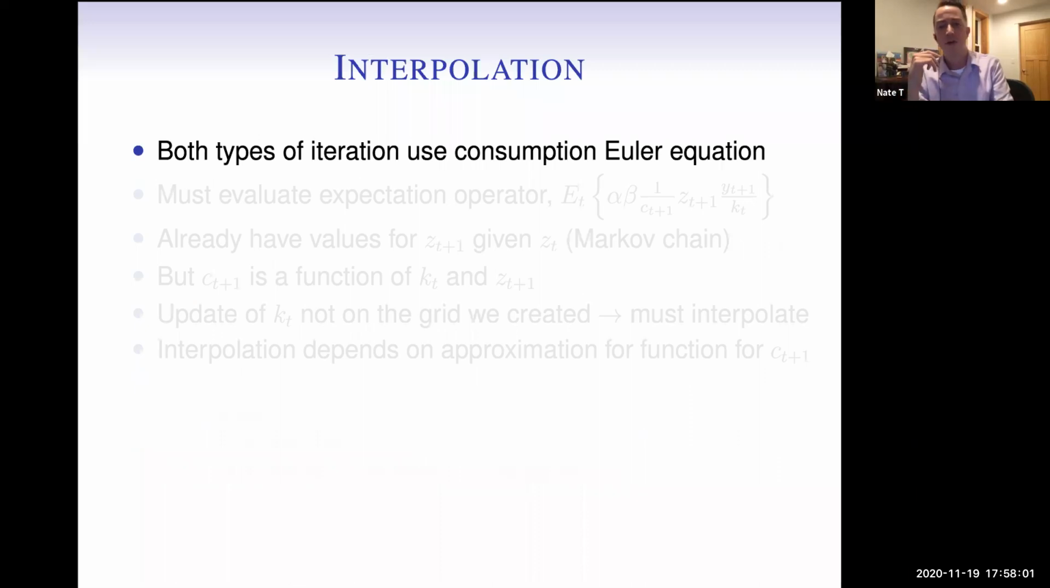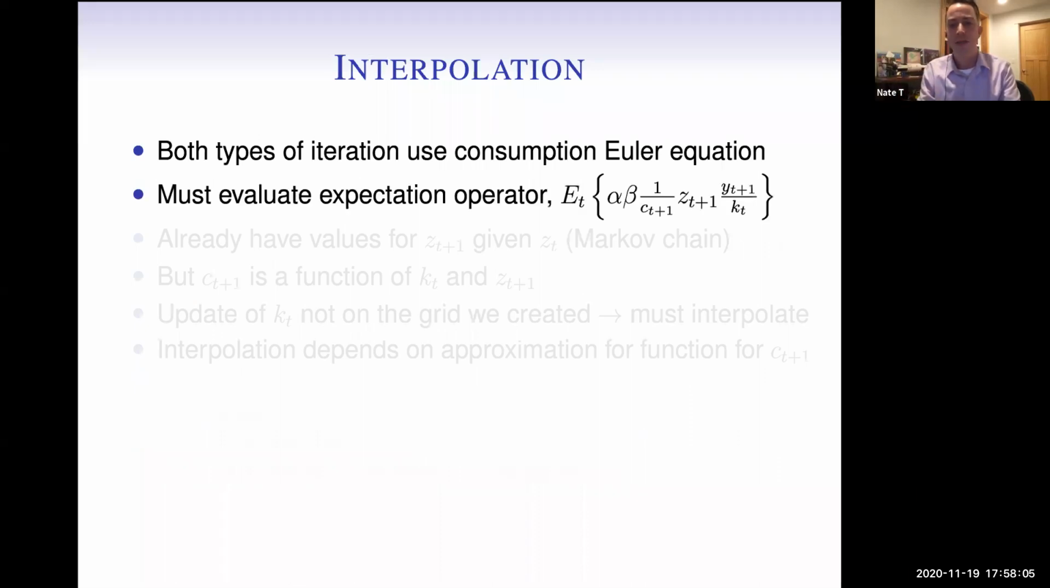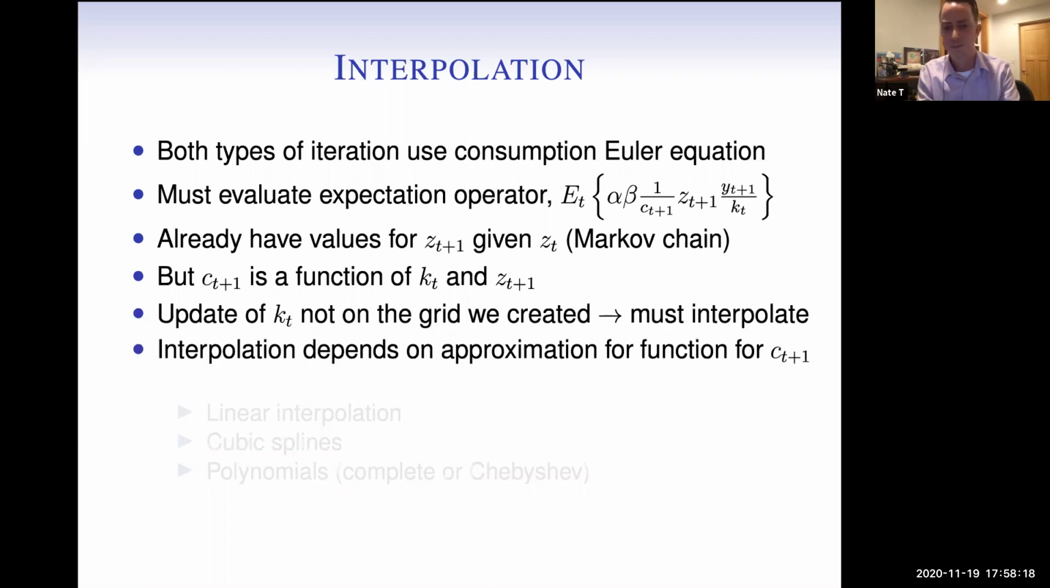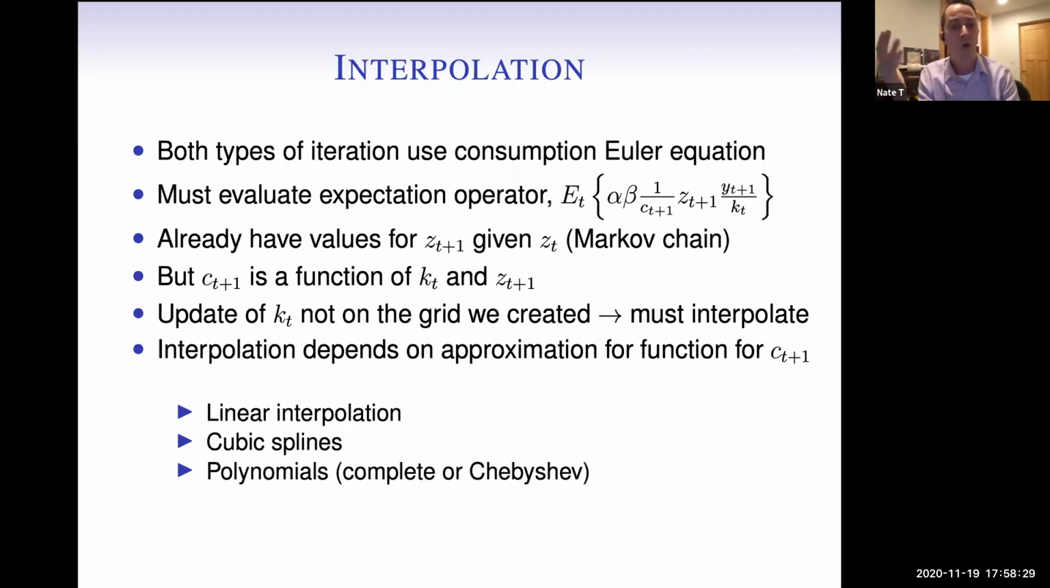The interpolation part of the algorithm: you need to evaluate your function for consumption between these points that you've used to discretize the state space. And so you need some way to interpolate your policy functions. The interpolation that you use depends on how you're approximating your consumption function. You could use linear interpolation, you could use cubic splines, you could use a polynomial to approximate your function. Popular choices are complete polynomials or Chebyshev polynomials to approximate functions. And depending on how you approximate your consumption function will lend an interpolation method, so you can evaluate your function at values between the points that you've discretized your function at.